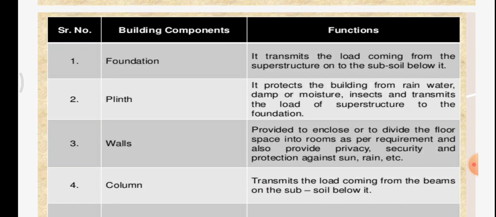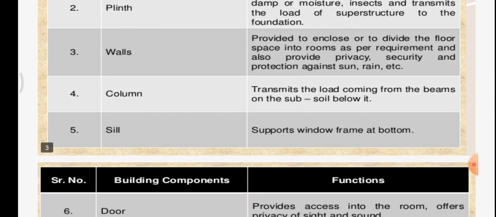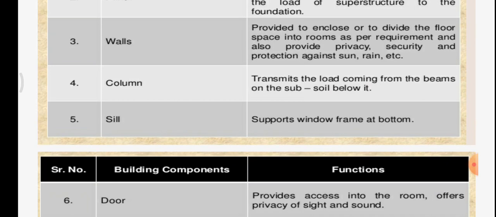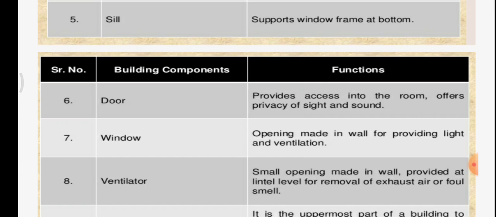Wall. Provided to enclose or to divide the floor space into rooms as per requirement, and also provides privacy, security and protection against sun, rain, etc. Next one is column. Transmits the load coming from the beams to the subsoil below it. Sill. Supports a window frame at the bottom. Door. Provides access into the room, offers privacy of sight and sound. Window. Opening made in a wall for providing light and ventilation.